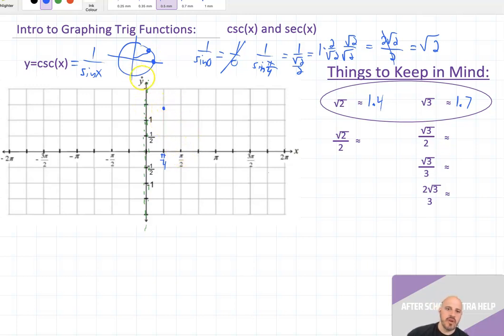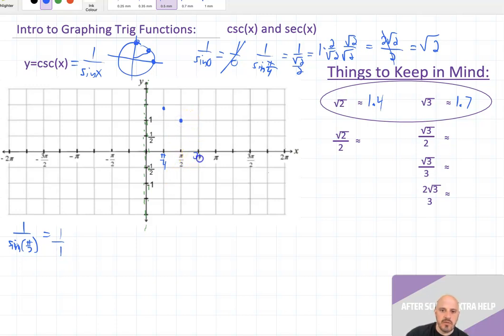All right, let's keep going around. If I put in pi over 2, I'm up at pi over 2. Well, 1 over the sine of pi over 2. I am at a y value of 1, right? So 1 over 1, all right, I'm at 1. So at pi over 2, I'm at 1.